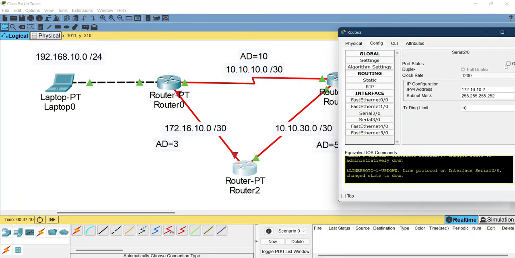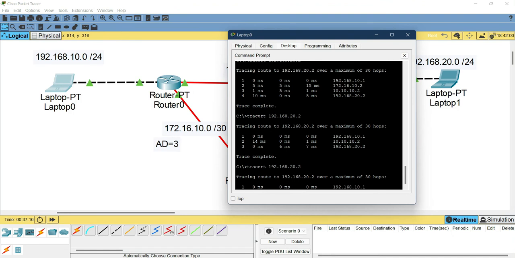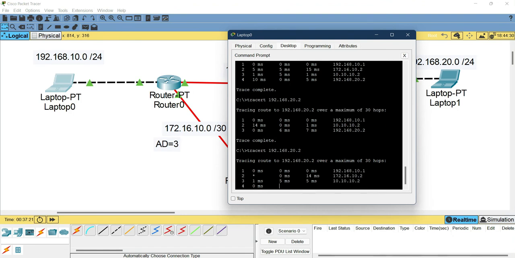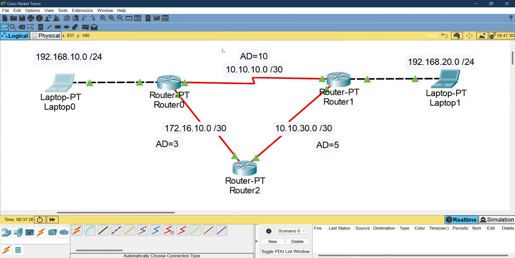So if I again go and enable this, and then try the same trace route, it will take some time. Let's see. See, now it is going to 172.16.10.10.10.0. So basically this one we have configured as a floating route. Whichever route has the higher administrative distance will be configured as a floating route. So in case either router 0 and router 2 lose connectivity, or there is a connectivity loss between router 2 and router 1, the floating route will be used to communicate between laptop 0 and laptop 1.